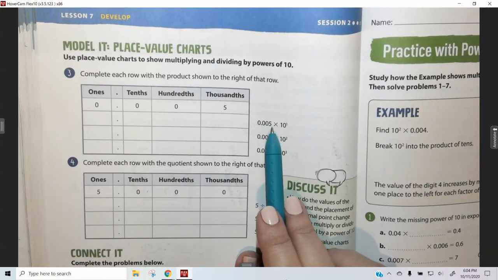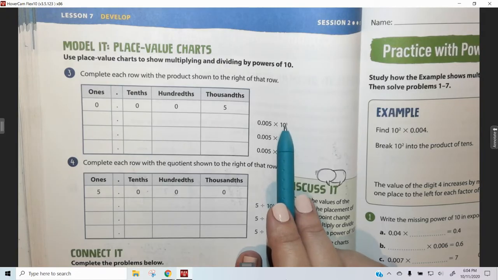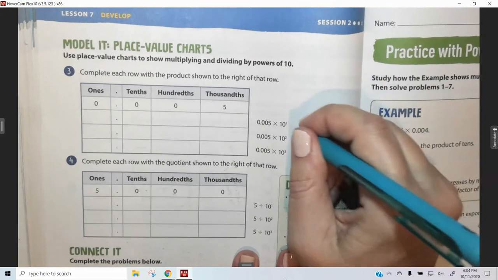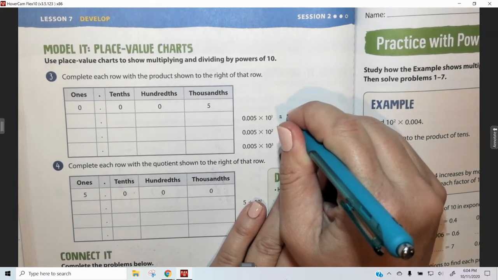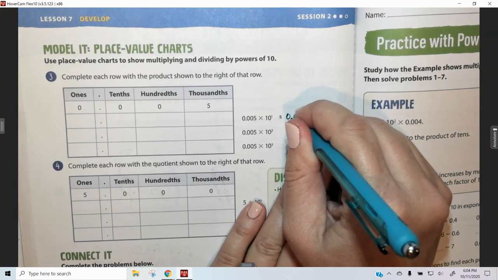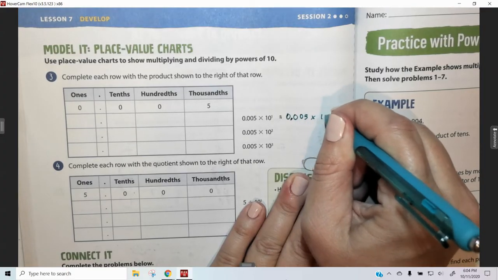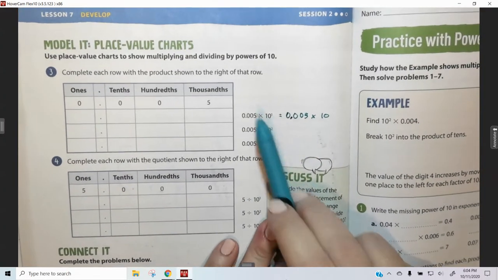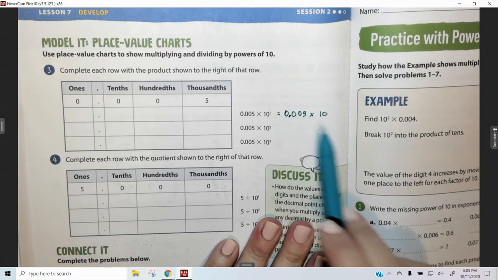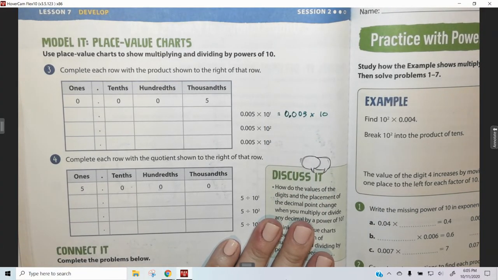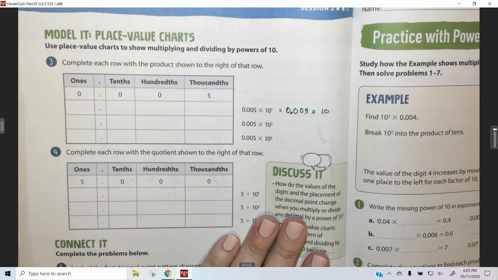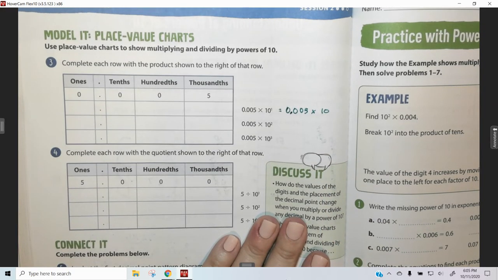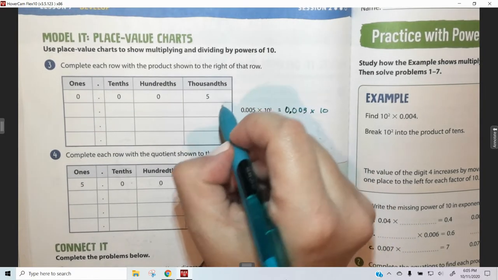So if we have 5 thousandths and we want to multiply it by 10 to the first power, remember that that is the same as multiplying 5 thousandths times 10 because we only have one 10. So if we're moving it by 1 power of 10, that means that our 5 is only going to move over 1 place value. Every time you have a power of 10, it moves 1 place value.